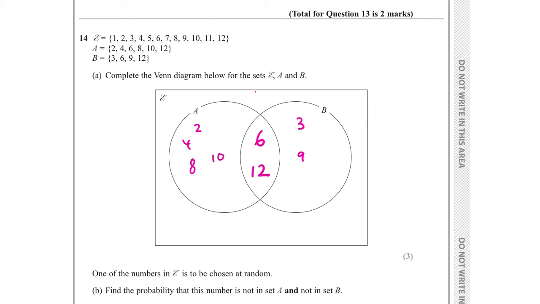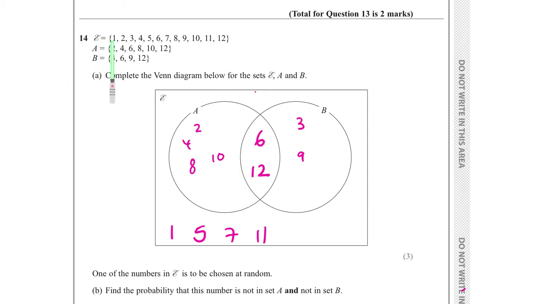Brilliant. Done. Now, what goes on the outside? Have I written the number 1 anywhere? No. Okay, so that goes on the outside. 2. Yep, it's in A. 3. Yes. 4. Yes. 5. No. Okay. So that needs to go there. 6. Yes. 7. No. 8. Yes. 9. Yes. 10. Yes. 11. No. And the last number, 12.